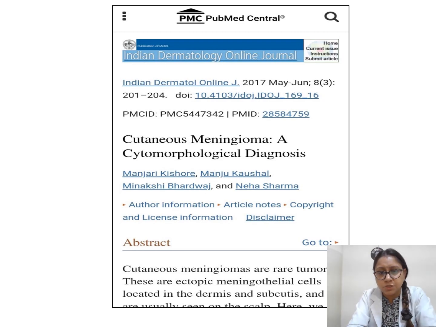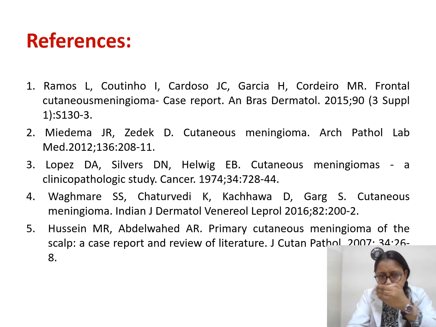This case of ours was published in Indian Dermatology Online Journal, a very good journal. We reported this case at Dr. Ramanolaya Hospital when I was working as a senior resident there under our HOD Dr. Meenakshi Bhardwaj and Manju Kaushal ma'am, who was their cytopathology head at that time. This is a very rare case, and we could nicely work on it. These are a few references.